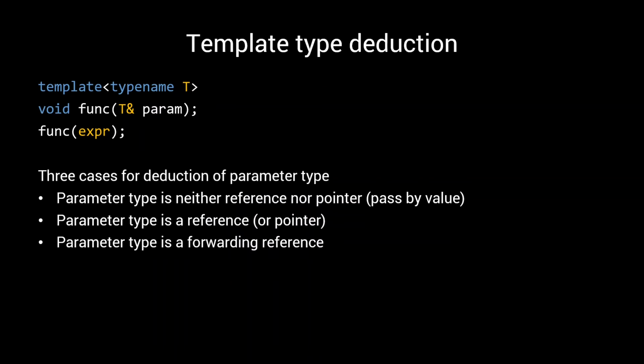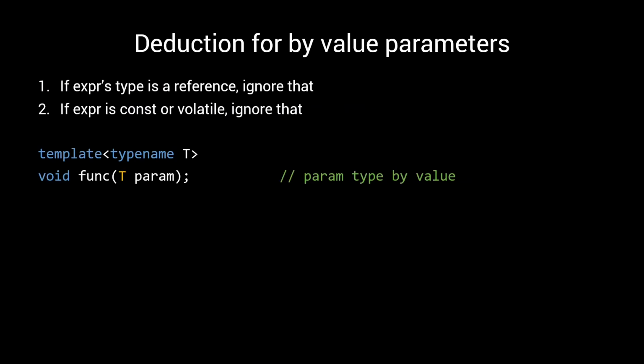So, let's start with the first case. Deduction for by value parameters. Determining the type in this case is quite easy. First of all, if your expression's type is a reference, we simply ignore that part. Secondly, if your expression is either const or volatile, we also just strip those out.